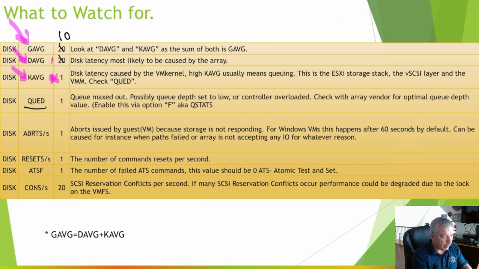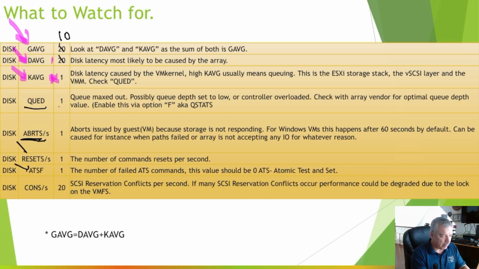Queued, anything over 0, right? So if you see 1, that's bad. That means my kernel queues are maxed out, and I'm starting to wait now, and I'll explain that in a couple of slides. Disk aborts definitely ain't good. We aborted some commands because something's wrong. So anything above 0 is bad. That's like dropping packets. Think of it like that, right? Same thing with disk resets, and the number of atomic test and set failures. Anytime you're doing resets and failures and aborts, those aren't good.